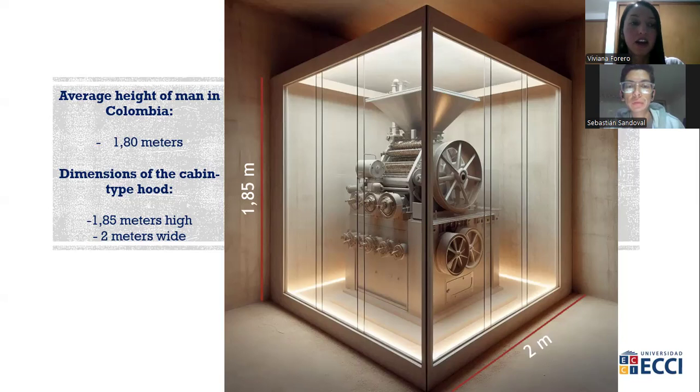Regarding the height of the cabin, it was established that the average height of a man in Colombia is 1.80 meters, so the height of the cabin was proposed as 1.85 meters, leaving a margin of 5 centimeters. This average measurement of a man was considered in case a worker needs to enter the cabin in order to deposit the grains in the mill to produce the flour, or in case of having to perform any maintenance of the mill.